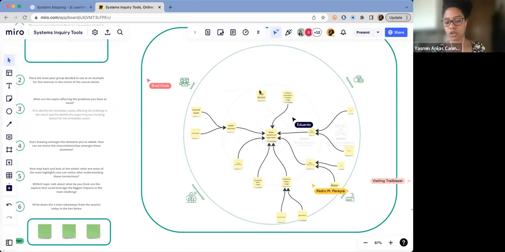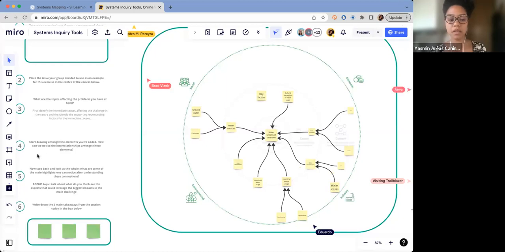So you're going to identify the main, let's say, causes affecting the challenge that you have here, right? Then you put the sticky notes around in this second circle, all right? Afterwards, you're going to identify the supporting or surrounding factors affecting these immediate causes. So first, in the first circle here, what are the immediate causes? And then the second part, what are the supporting factors of these causes?